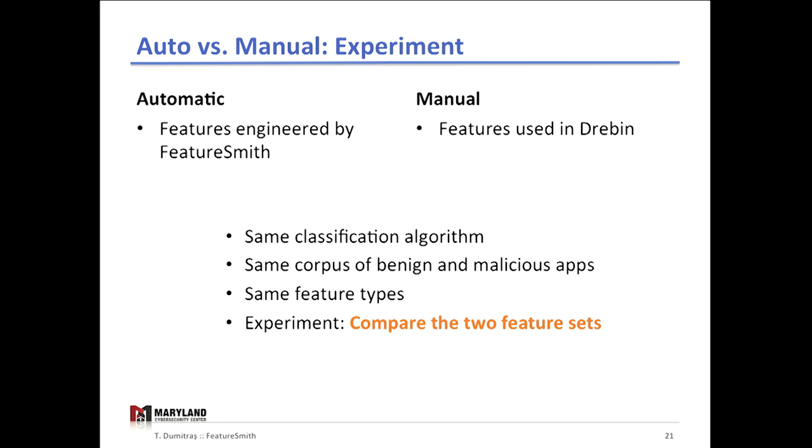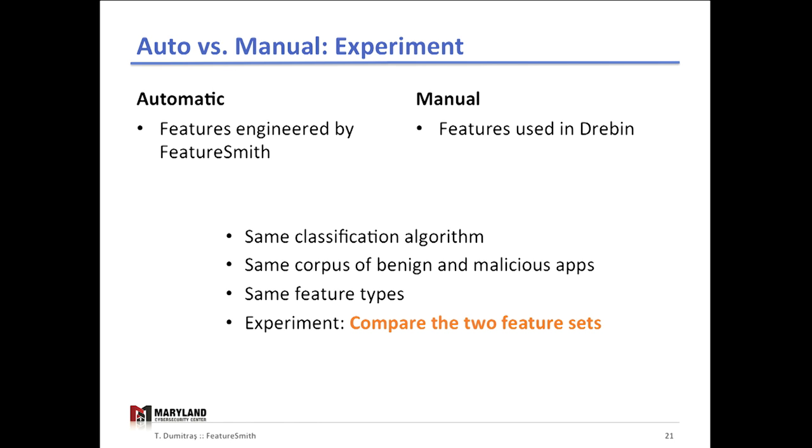compiled manually. So to compare them, we trained two classifiers, one with the features that were automatically engineered by FeatureSmith, and the other one with the features used in Drebin. We use the same classification algorithm. We use random forests, the same corpus of benign and malicious apps for training and testing the classifier, and the same feature types. So we use Android permissions, Android API calls, and Android intents.